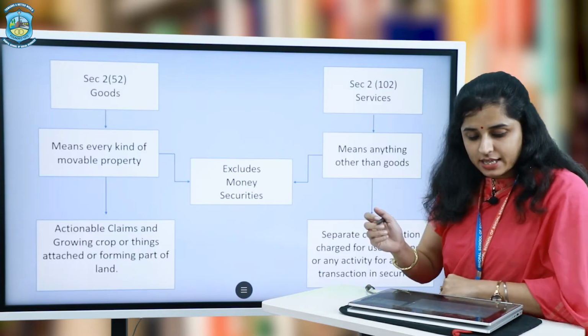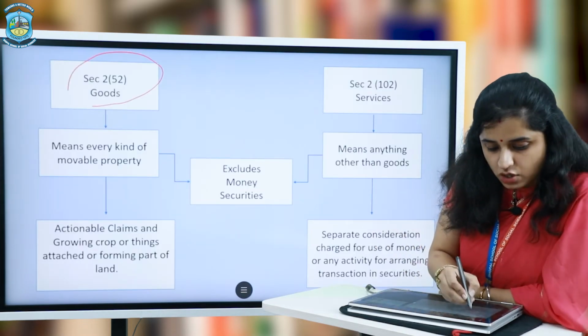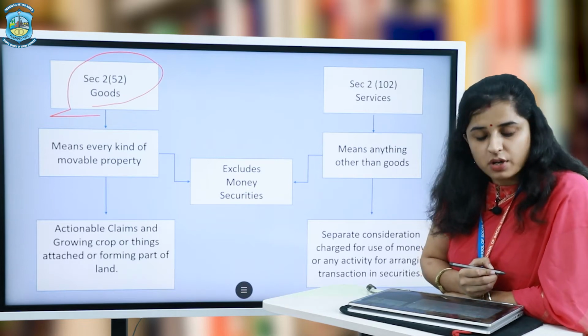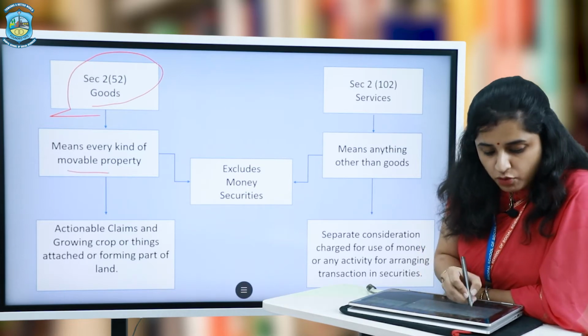To summarize this section, section 2 subsection 52 gives the definition of goods, which means movable property.